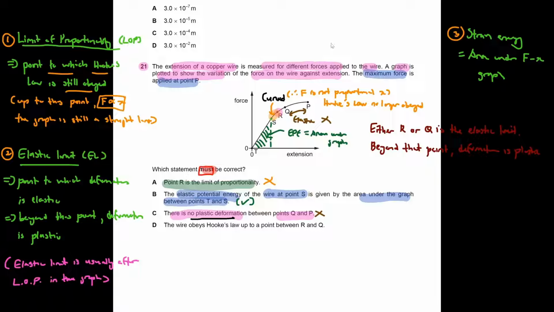And then after that, you look at the last answer statement. This one, they mentioned that the wire obeys Hooke's law up to a point between R and Q. This one again is wrong because you can see it's still curved. So F is not proportional to X. Hooke's law is no longer obeyed. So D is also out. So only correct answer is actually B right over here. All right. So that one is for this.